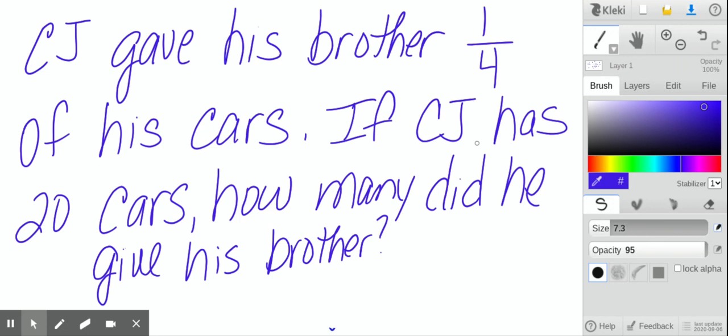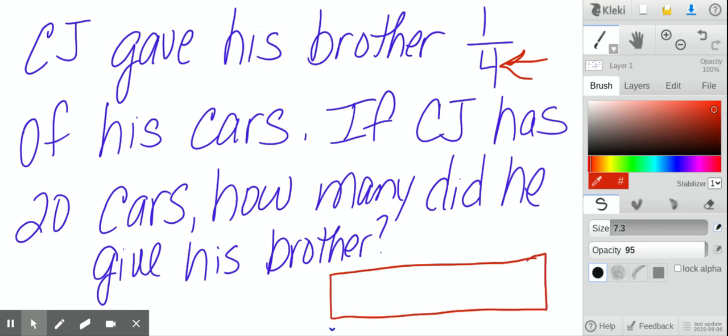Okay. So this says CJ gave his brother 1/4 of his cars. If CJ has 20 cars, how many did he give his brother? All right, so we have to look at this. He gave 1/4. The denominator in any fraction, that's the bottom part of our fraction, tells how many parts in all. So I'm going to draw a picture.